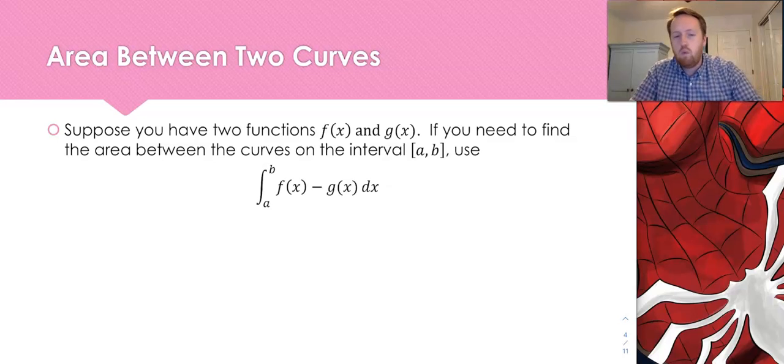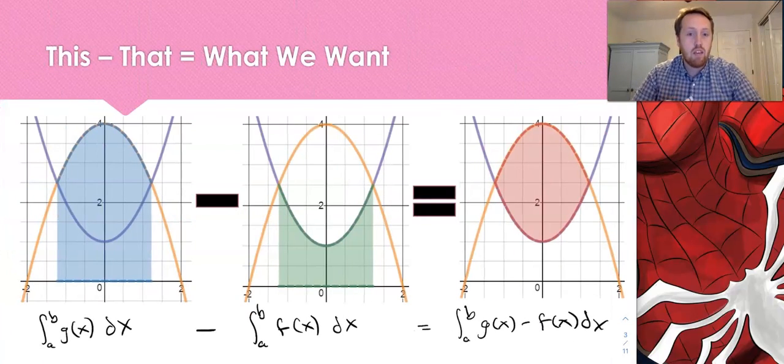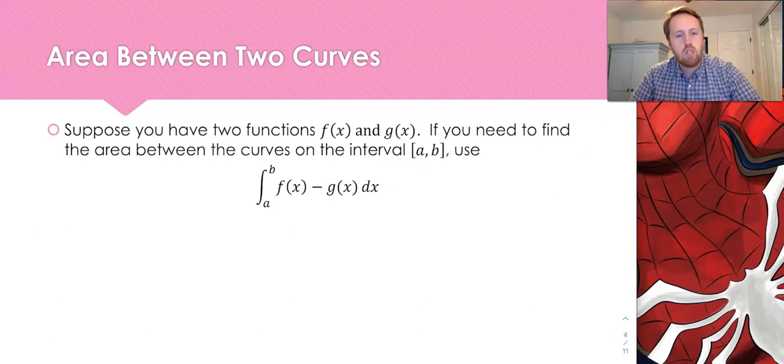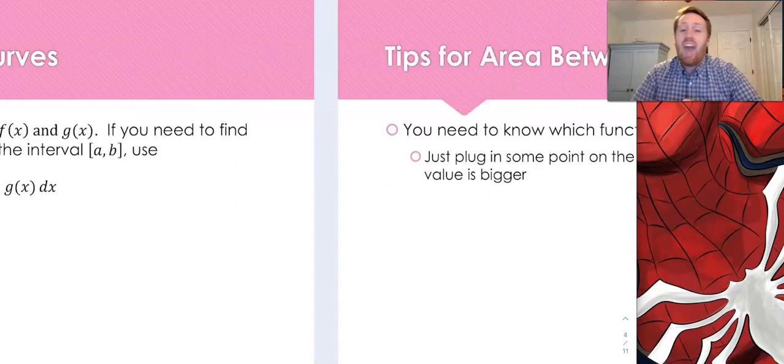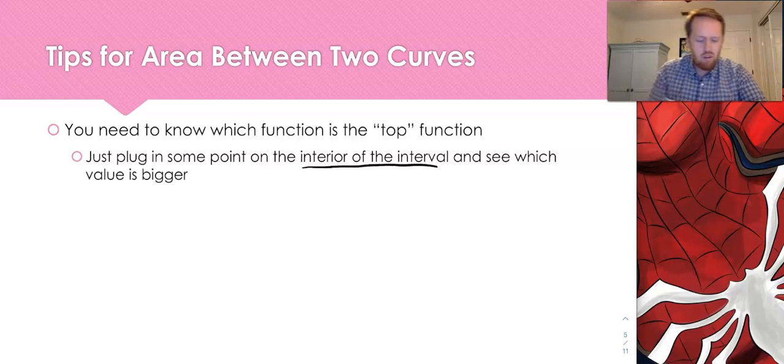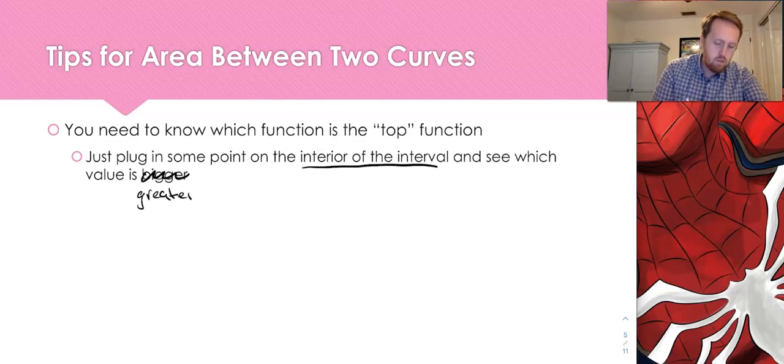Now you might be wondering, well, which one comes first? The one that comes first is whichever one's on top because it has more space, right? So then the next question is, well, how do you figure out which one's on top? Pick any x value in between the bounds. Don't pick the bounds. Some point on the interior of the interval, and you see which y value is greater. Bigger is the wrong word. Greater. Whichever y value is greater, that's the one that goes on top. That's the function that will go on top.